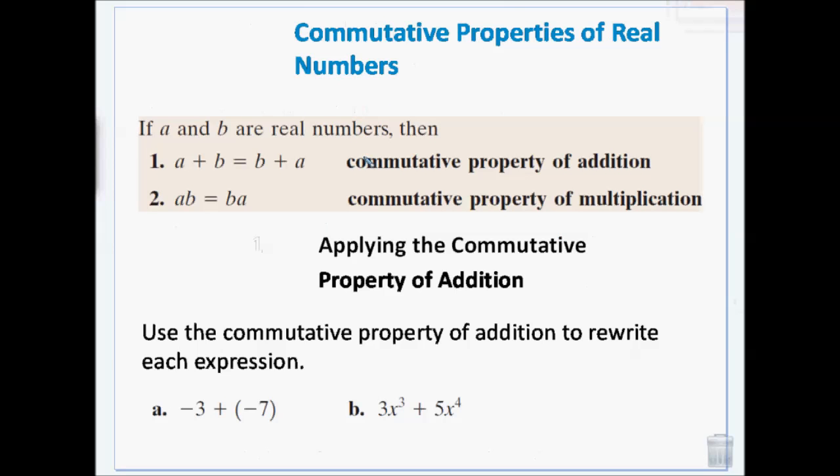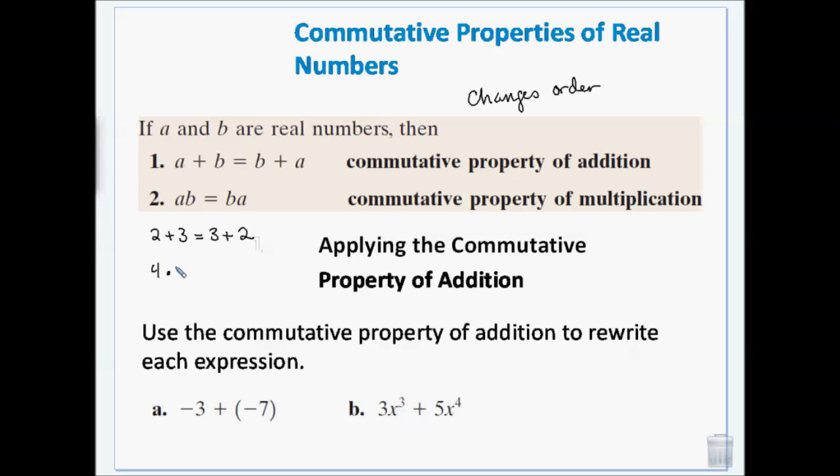Commutative property is like your commute. You go from home to work, from work to home. All you did was change direction. So commutative property changes order. Okay? So A plus B is the same thing as B plus A. 2 plus 3 is the same thing as 3 plus 2. It doesn't matter what order we add in. Adding is adding.